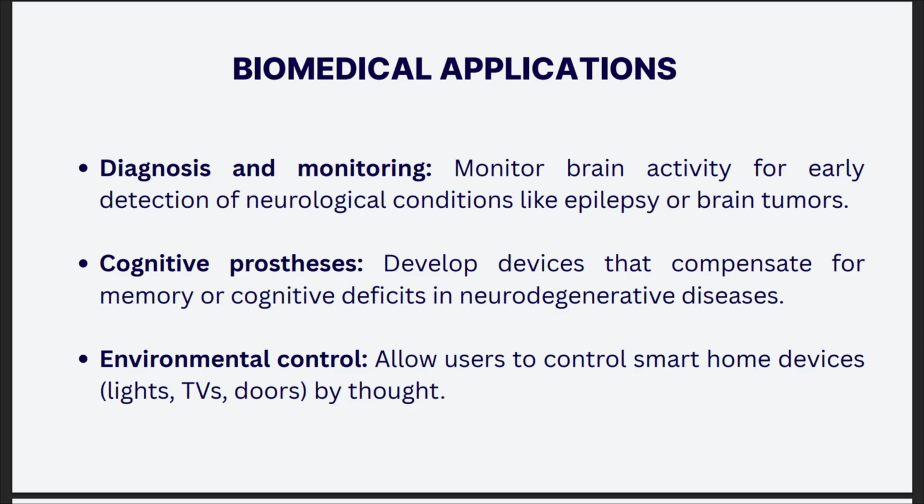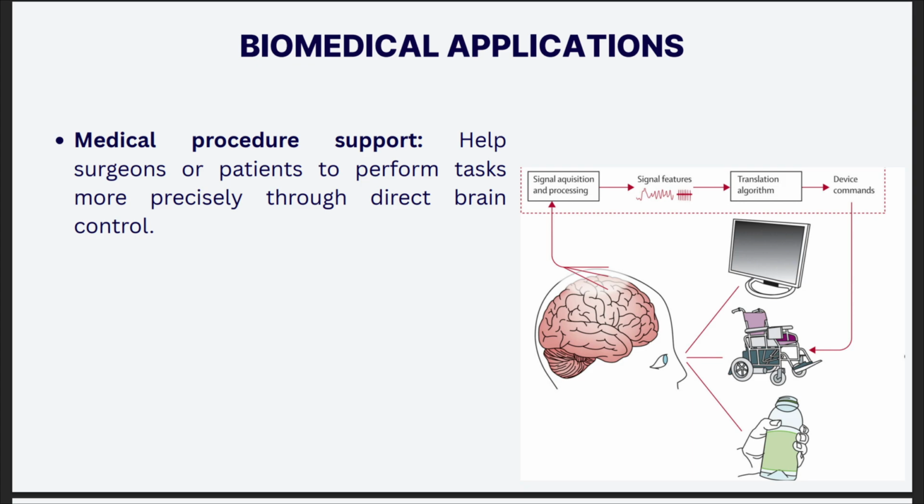It monitors brain activity for early detection of neurological conditions like epilepsy or brain tumors. Develop devices that compensate for memory or cognitive deficits in neurodegenerative diseases. It also allows users to control smart home devices like lights, TVs, doors by thought. It helps surgeons or patients to perform tasks more precisely through direct brain control. Now, next slide.